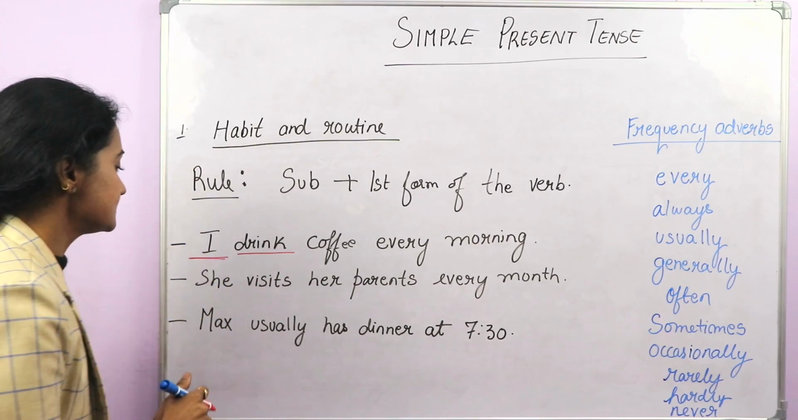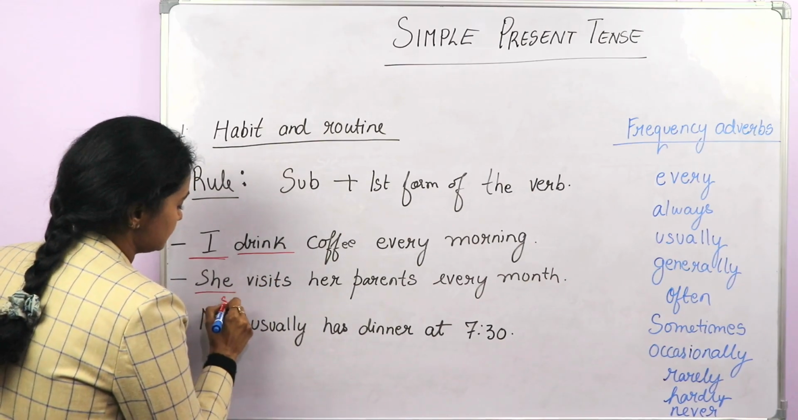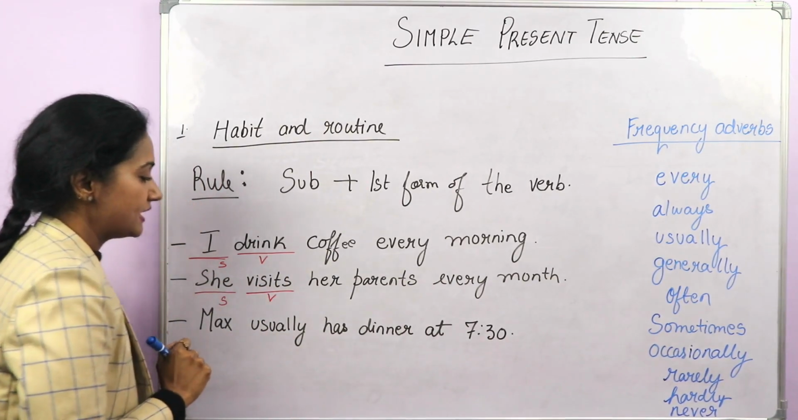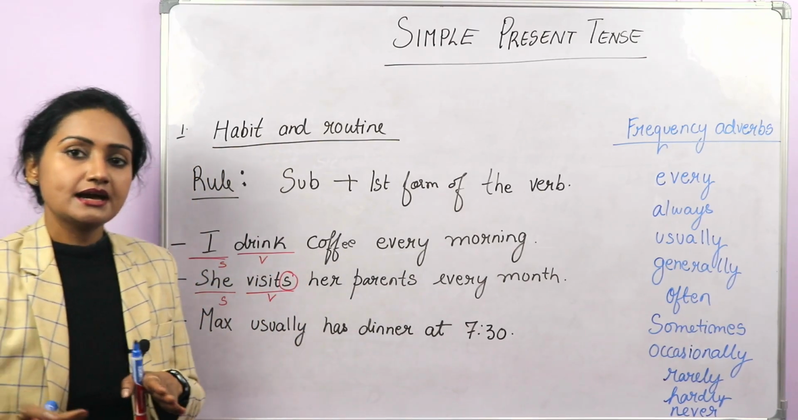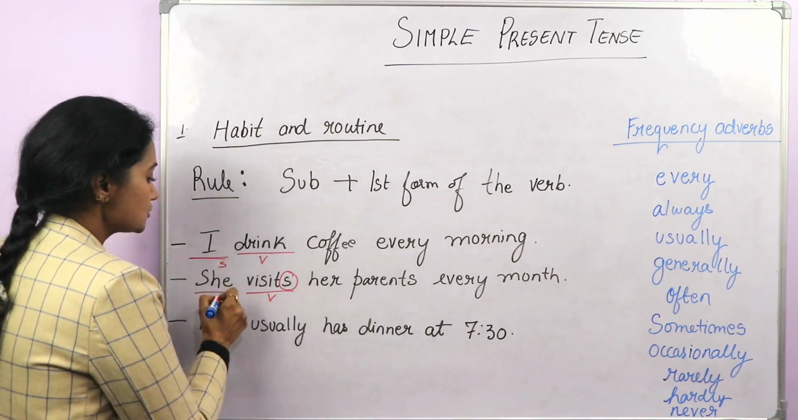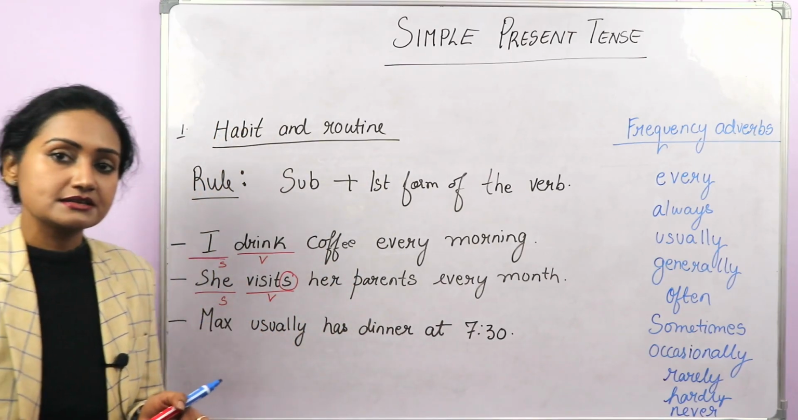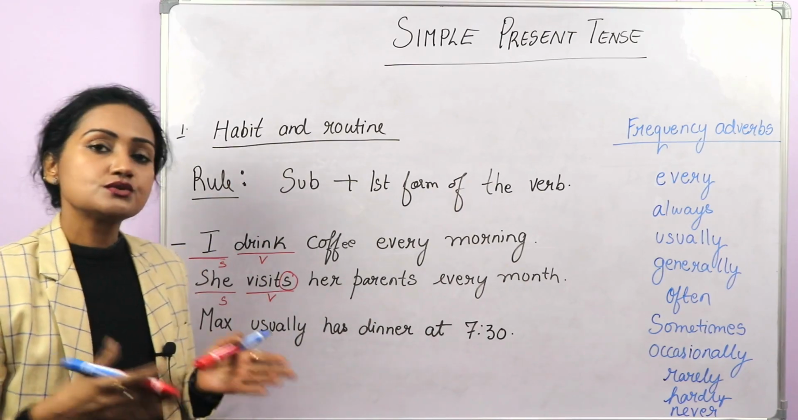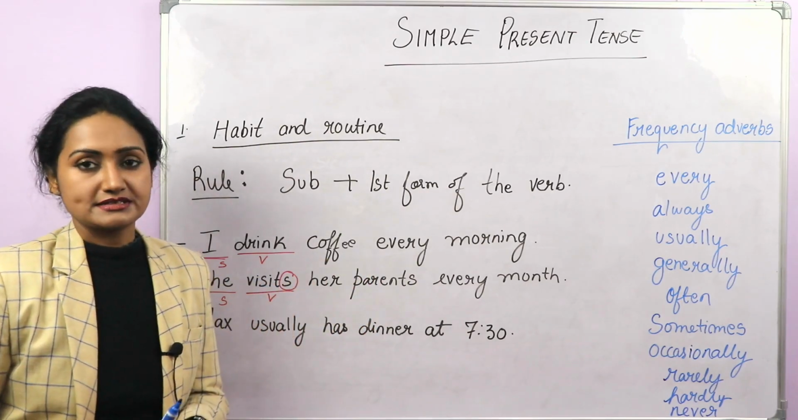Now next is: she visits her parents every month. Now she is the subject here and the verb is visit. This is the verb. Now you must be thinking, why do we have an extra s here? Don't worry, I'm going to talk about it at the end of the video. So she visits her parents every month. This is again a regular practice. She meets her parents every month. So again we are talking about a routine. So we will frame this sentence in simple present tense.